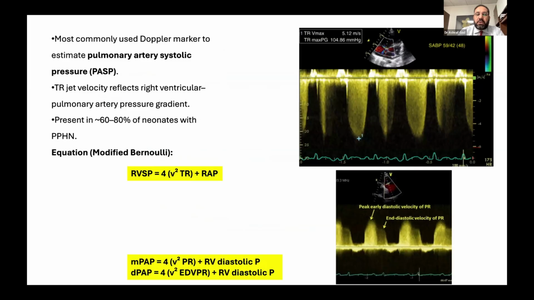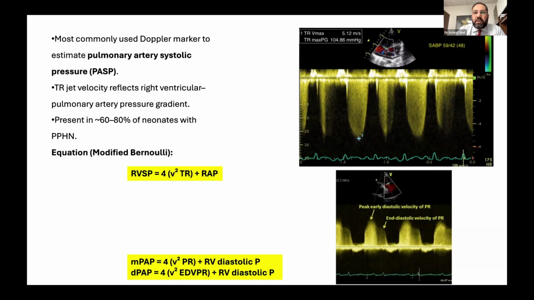For example, a TR jet is very important, as we mentioned, and this is the equation based on the modified Bernoulli equation to help estimate the RVSP, right ventricular systolic pressure, which is very important. And I think this is one of the most common measures that we take immediately once we suspect PPHN in our units, if we have echo handy, and some of us can do it as an NPE, a neonatologist performed echo, or get the help of the cardiologist.